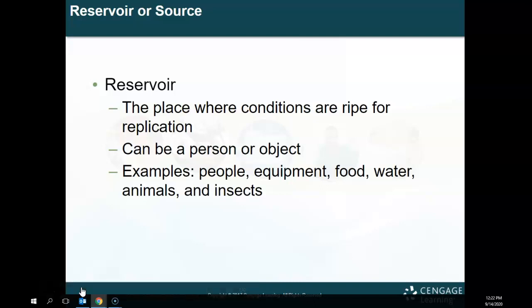So, the reservoir or the source. The reservoir is the place where conditions are ripe for replication. Moist, warm, whatever that bacteria or pathogen needs to survive and to be happy is what that environment will look like. It can be a person or an object. Examples are people, equipment, food, water, animals, and insects. Insects carry viruses. Animals carry disease. People carry disease. Equipment, surfaces can have the disease on it. Food can be contaminated. Water can be contaminated, etc.